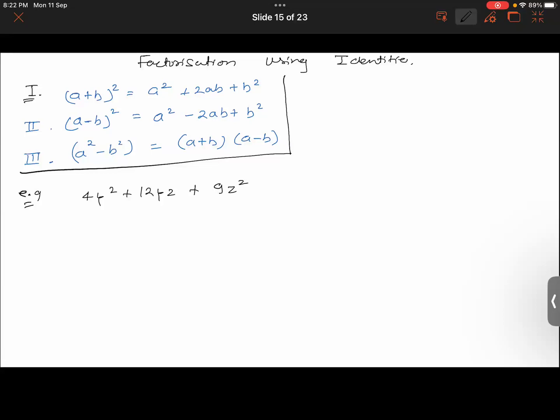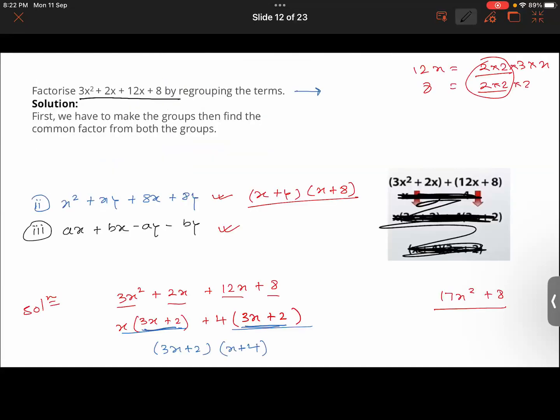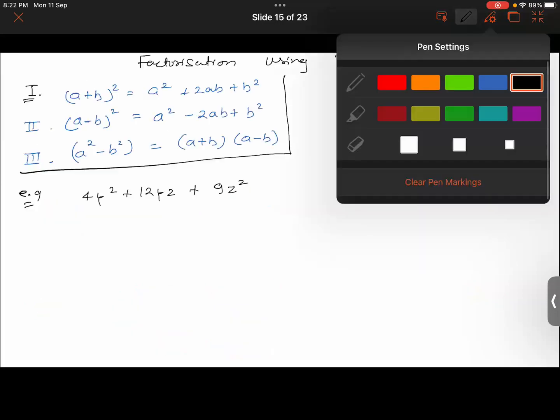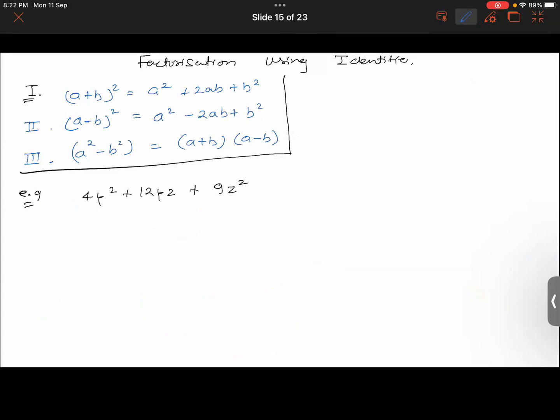Look, the questions which you were solving earlier, the question had how many terms? It had one, two, three, four terms. This one also had four terms. But here we have got three terms. So the expressions that have three terms can be solved using the algebraic identities. Not in every case, but it can be most easily solved using the algebraic identity.